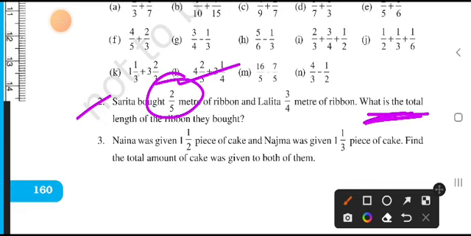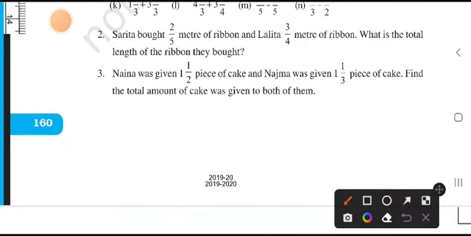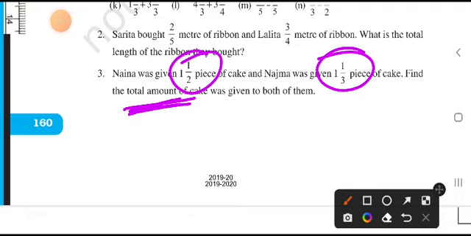So in case of total length, you have to just add the fractions. Then, one whole and half piece of cake was given, and Najma was given one whole and one third piece of cake. Find the total amount. Here also it is clearly mentioned that you have to find the total amount of cake, so you have to add the fractions.